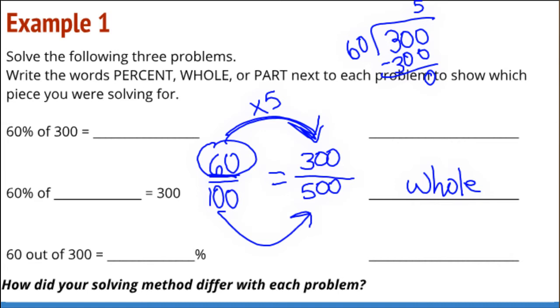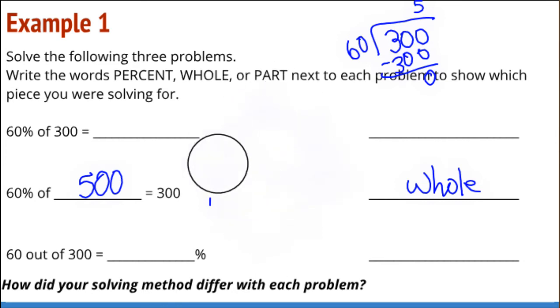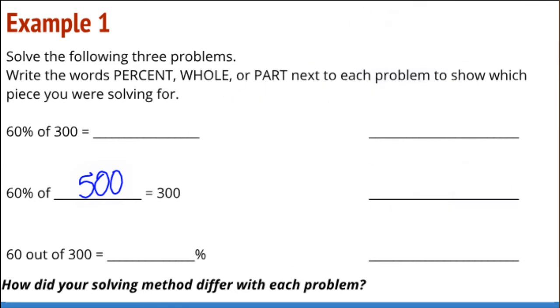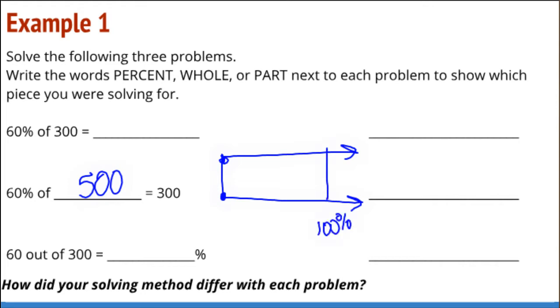So I would find out that the whole is 500. So that's one strategy that I could use. Now, another strategy with the double number line, which is kind of my favorite go-to for percents, really helping me see what's going on. I know that there's 100% out there, but I don't know what it goes with. I don't know what the 100% is. I do know that I have a 60%, and I know that that is equal to 300.